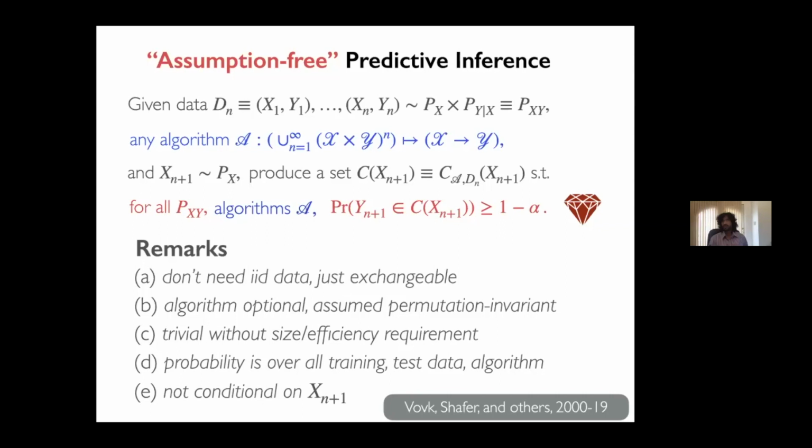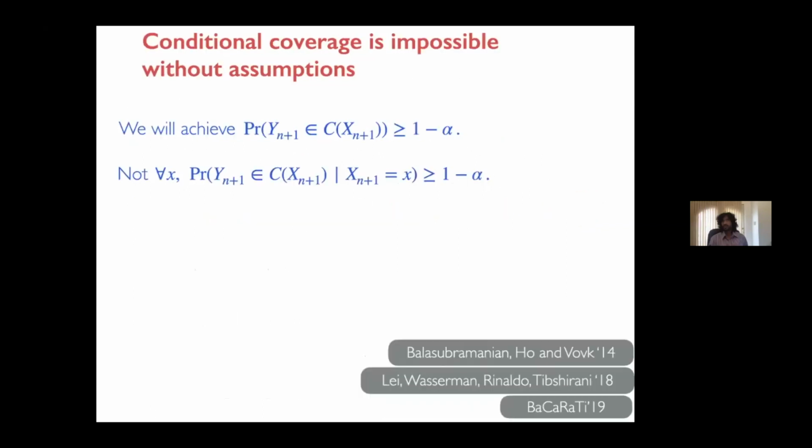The more important part is that this statement is not being made conditional on x_{n+1}. I'll come back to that on the next slide. That's extremely important. This is a marginal prediction interval. It's not a conditional prediction interval, and it's important to emphasize that. So I'll state that on the next slide. Essentially, conditional coverage is impossible without assumptions on P_XY. This is a provable statement.